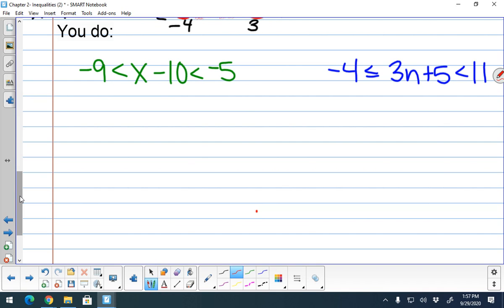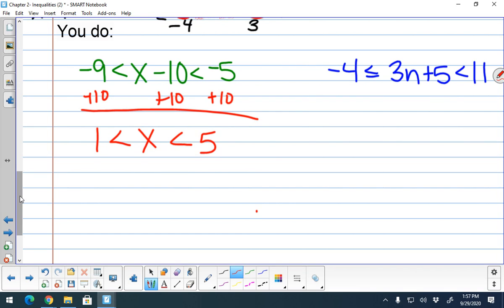All right, so the first thing we should have done is add 10 to everything. Well, yeah, that's what I'm doing with my work. So we would have got 1, x, and 5. So we should have had 1, 5, open dots, shading together.